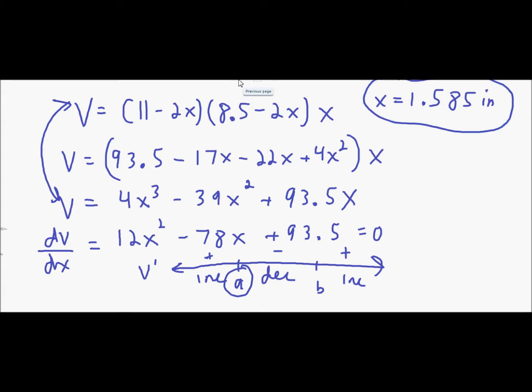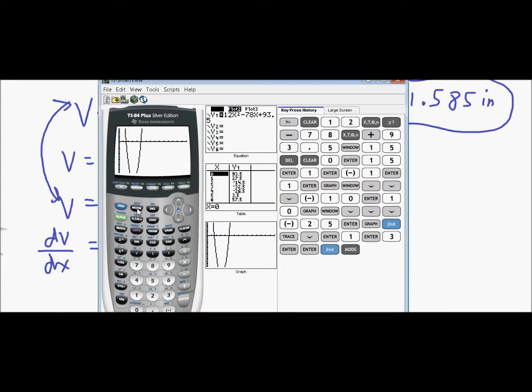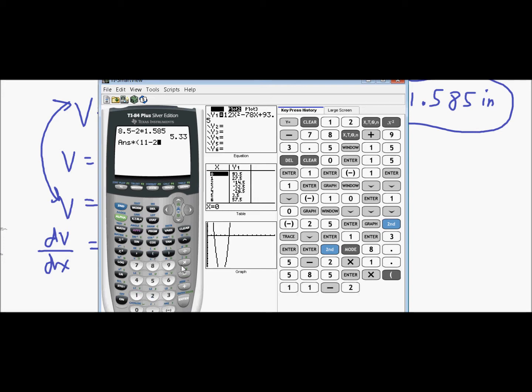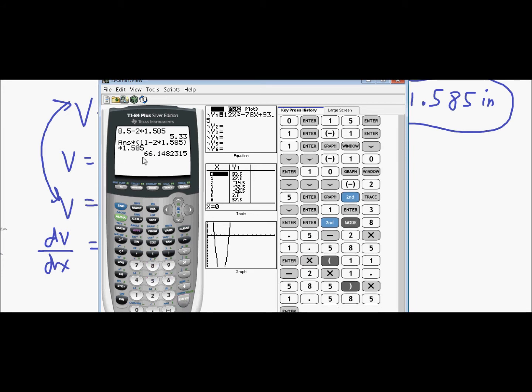And if you want to find it, we can do it. The volume is going to be, I'm just going to plug in this number here, 1.585. So let's just do it in the calculator. We had 8.5 minus 2 times 1.585. That's the width. Times, let's put parentheses here, 11 minus 2 times 1.585. Cool. Times x, which was 1.585. Enter. The volume is 66.148 when I make x 1.585, and that's the biggest I can make the volume.